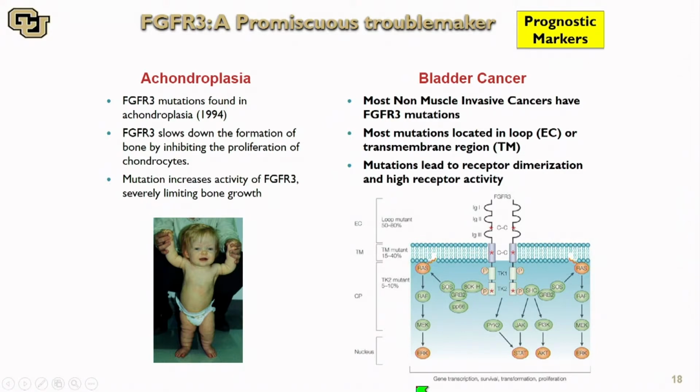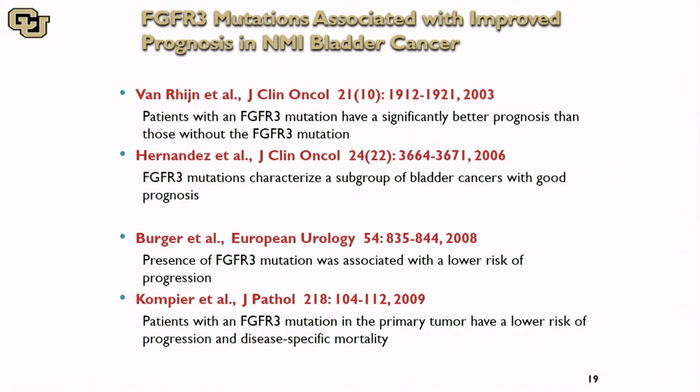FGFR3 is particularly interesting because it was not discovered as a cancer gene. It was actually found to be a cause of achondroplasia, causing the fusion of the bones prematurely. In cancer, of course, it leads to uncontrolled firing of the FGFR3 receptor when it is mutated, leading to proliferation and growth. But the interesting thing is that many studies have shown that the mutation is actually associated with a better outcome of patients with non-muscle invasive bladder cancer. I'm not going to go into these studies, but I've listed them here to make the point that this has been generally associated with a better prognosis disease.